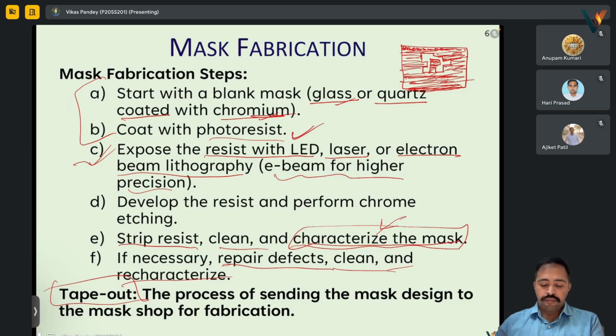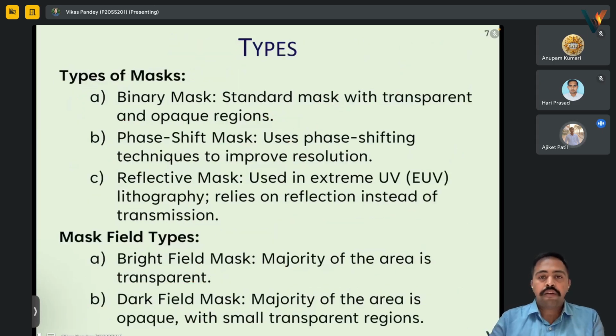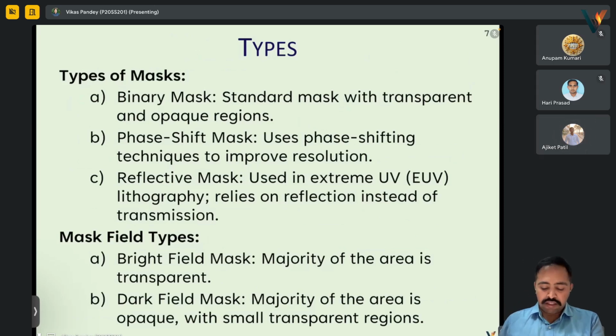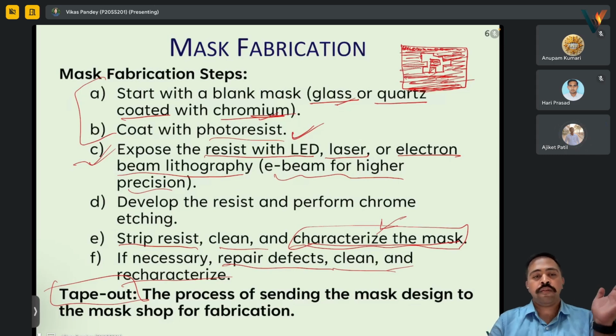Any questions still here? Just one question. Can you please explain strip resist?